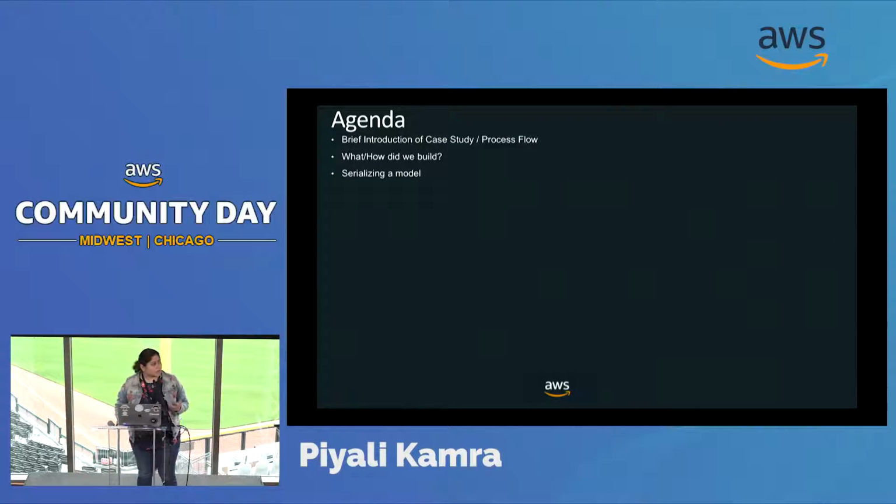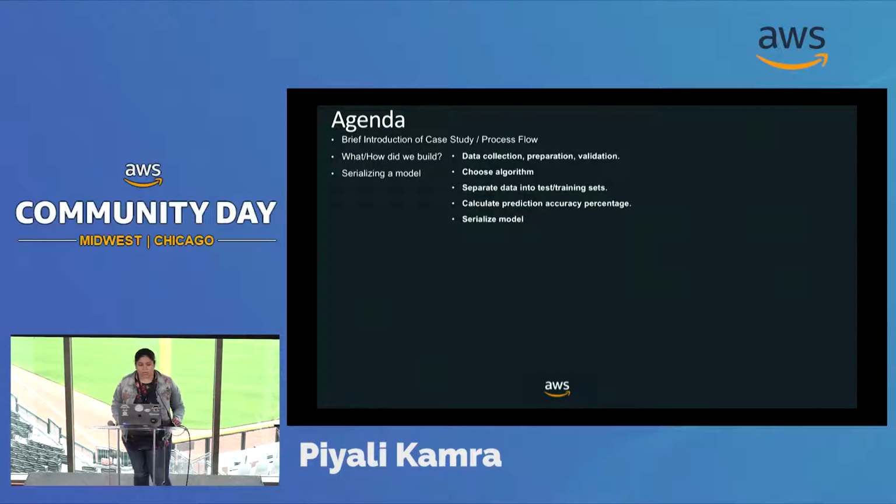I'm going to talk a little bit about serializing a machine learning model. I'll talk about the various steps involved in the process of creating a machine learning model. So we'll talk about the importance of data collection, preparation, and validation. In our use case, we basically used a supervised machine learning algorithm.